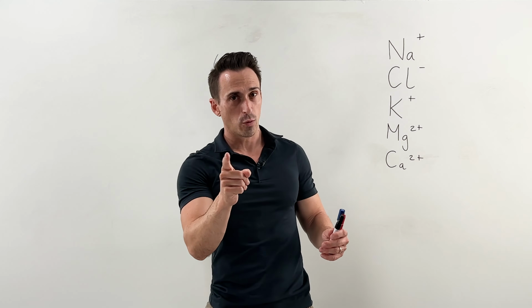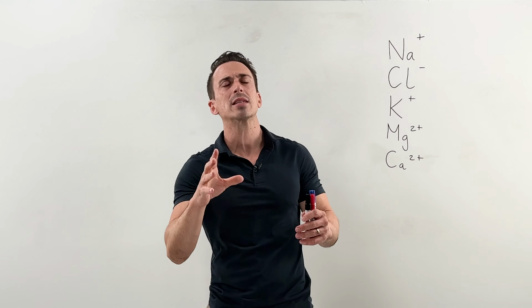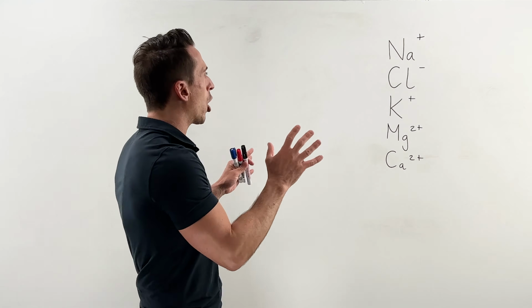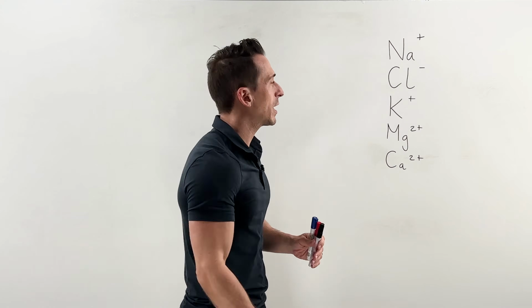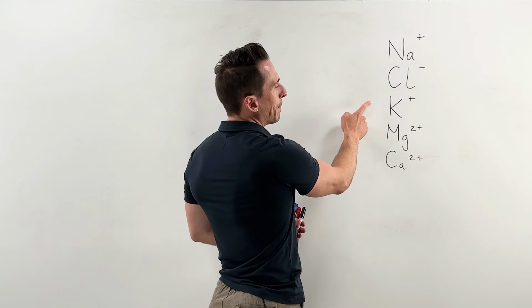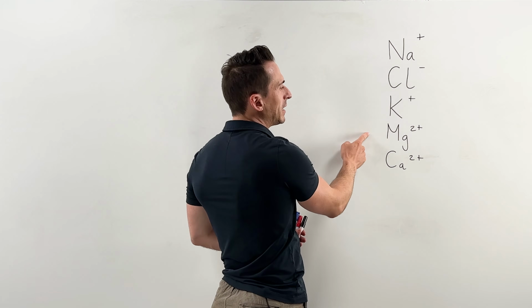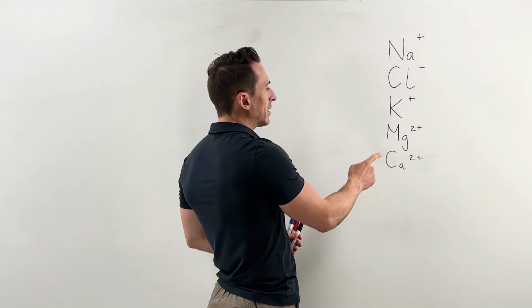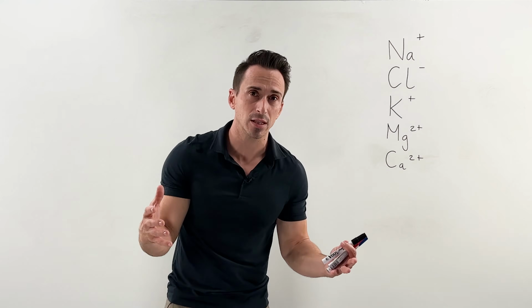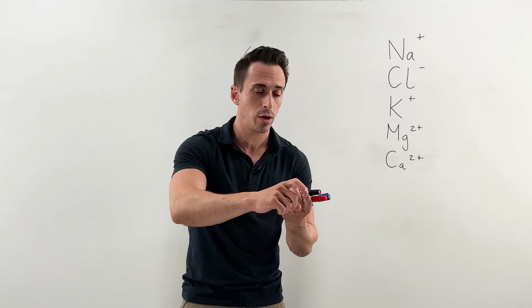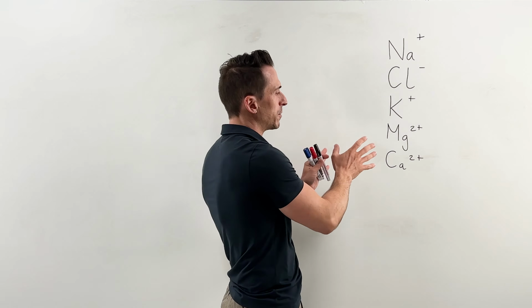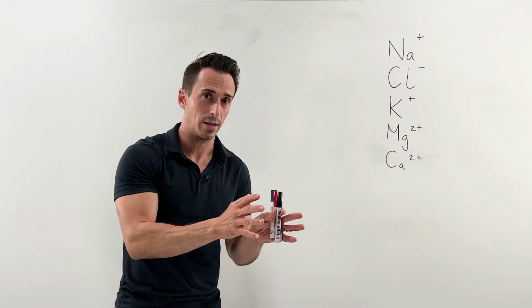So, first thing I want to talk about is exactly what are some of these ions and how do they come about. So, some of the most important ions you need to be aware of include that of sodium, which is Na+, chloride, Cl-, potassium, K+, magnesium, Mg2+, and calcium, Ca2+. There are others, including hydrogen ion, bicarbonate ion, for example. But these are some of the most important ones I want to talk to you about.